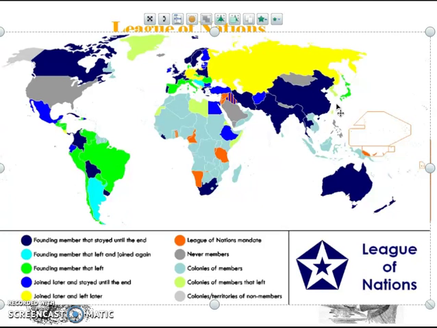All the other colors are either colonies, mandates, which essentially were colonies, or non-members ever. So all the gray, like the United States and, say, Saudi Arabia, never join in, saying it's not worth our time.